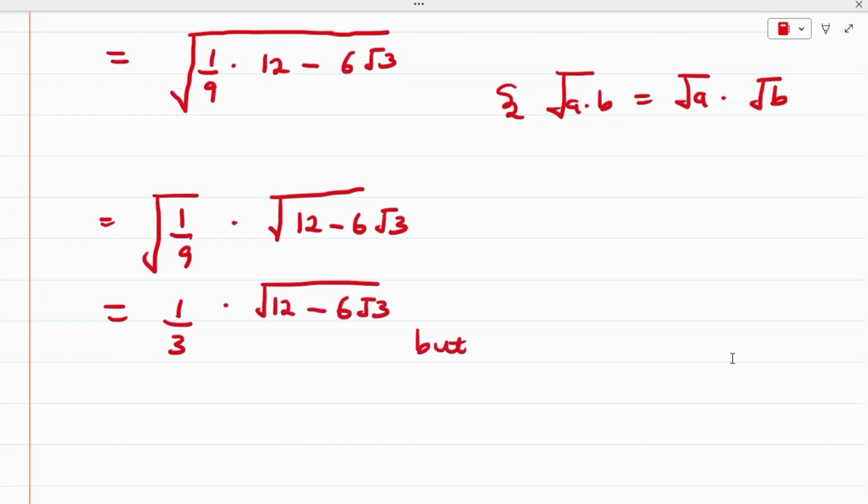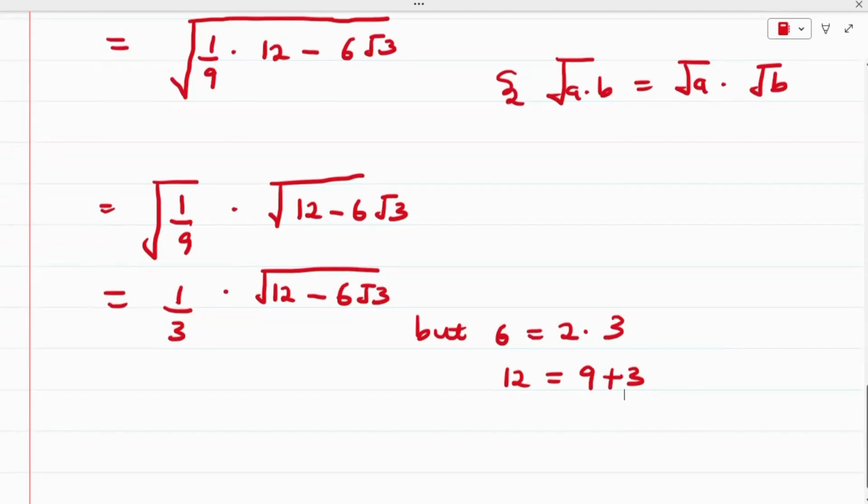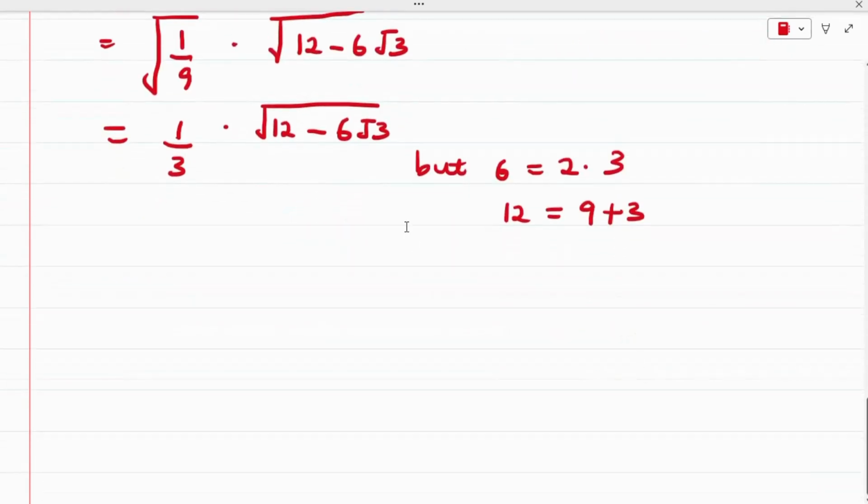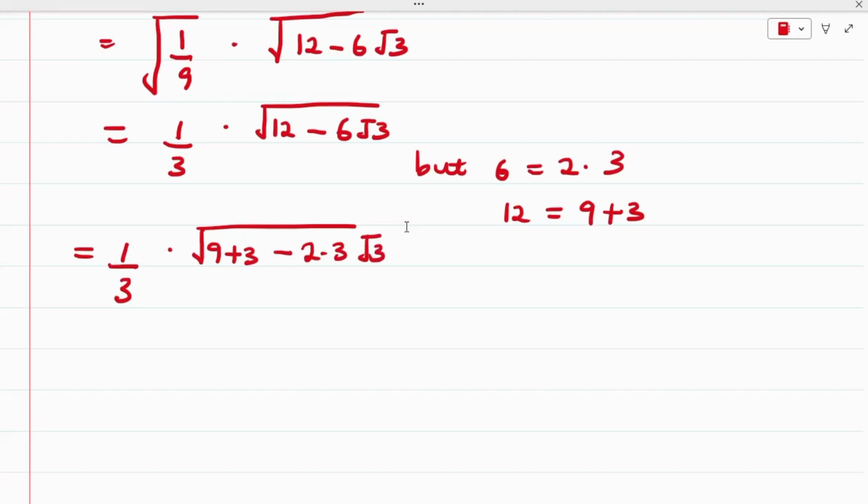But we know that 6 can be expressed as 2 multiply 3, and 12 can be expressed as 9 plus 3. Now, the reason I'm doing this is because I'm looking for a number that has a common term to both 12 and 6, okay? So this is equal to 1 over 3 multiply the square root. In place of 12, we're going to put 9 plus 3 minus, in place of 6, we put 2 multiply 3, the square root of 3 right here, okay?